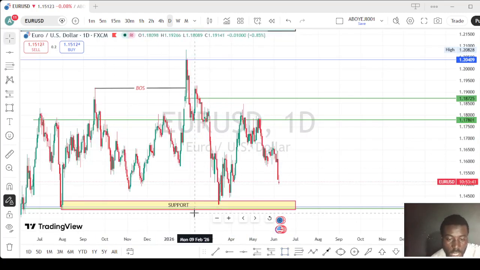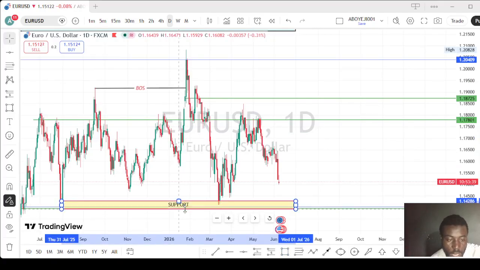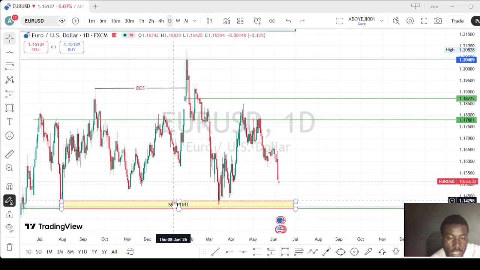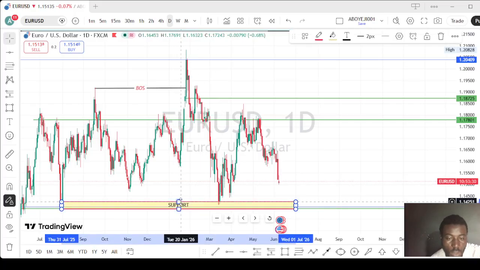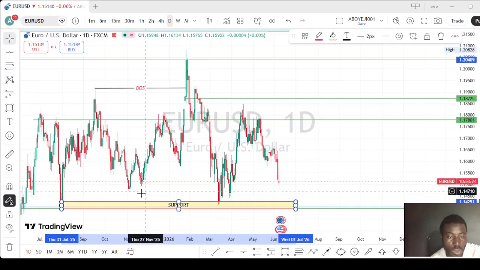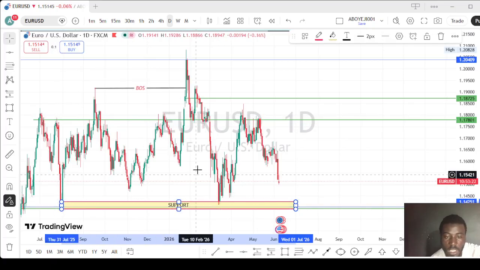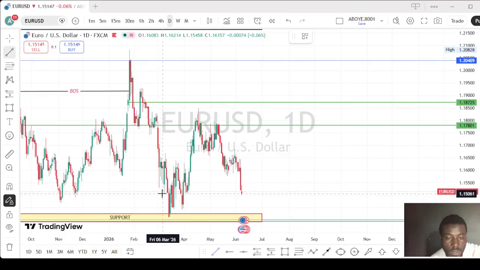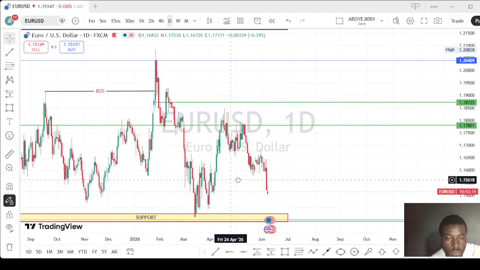The reason why I did not use it as supply is because this supply has not broken the structure. This has not given us another break of structure, so we cannot say it is supply. So this is our key level, because the market, this is a break of structure. The market swept this liquidity, mitigated this supply and continued the uptrend. But if you want to read this from the daily time frame, this is the last break of structure the market gave us.